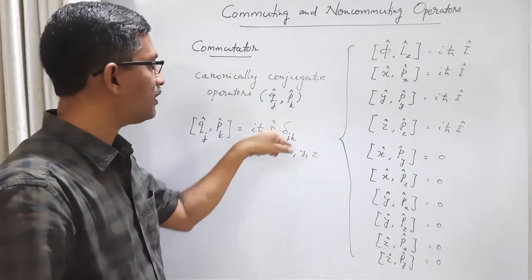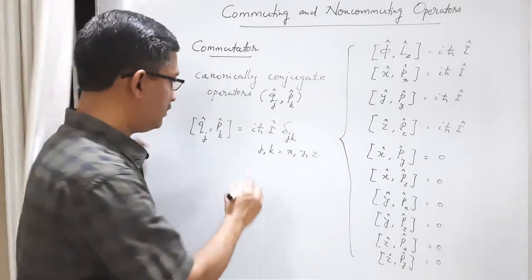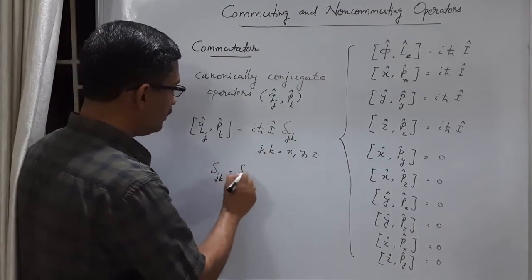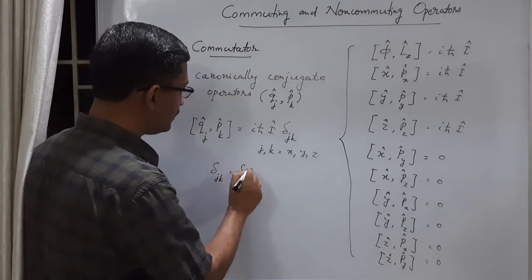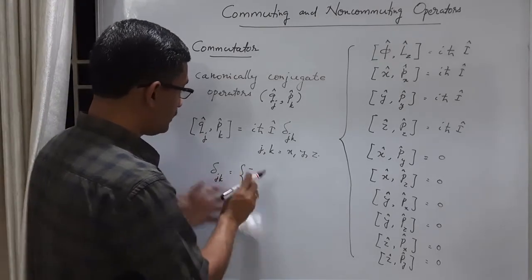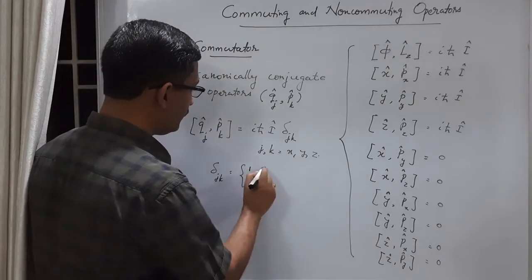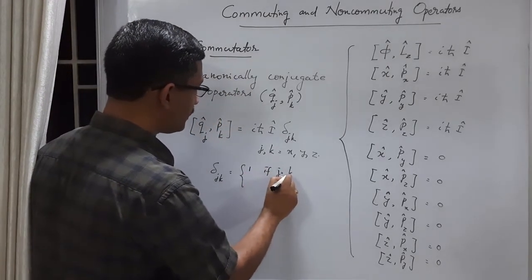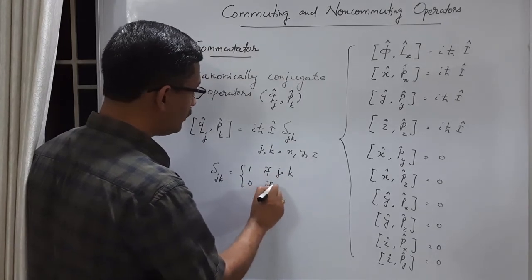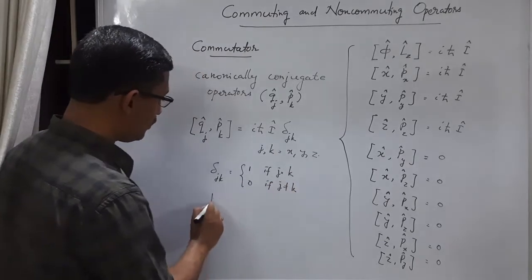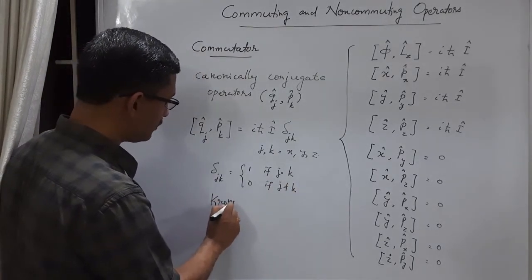This delta symbol represents the Kronecker delta. Delta jk is equal to 1 if j is equal to k, and 0 if j is not equal to k. This is called the Kronecker delta.